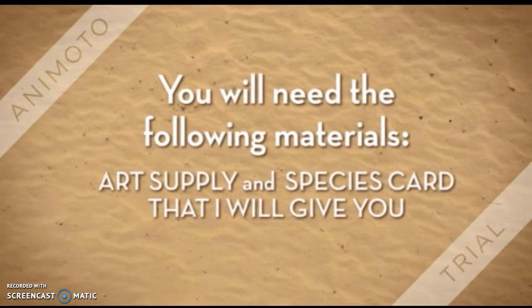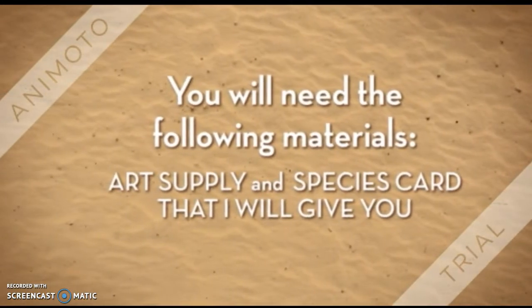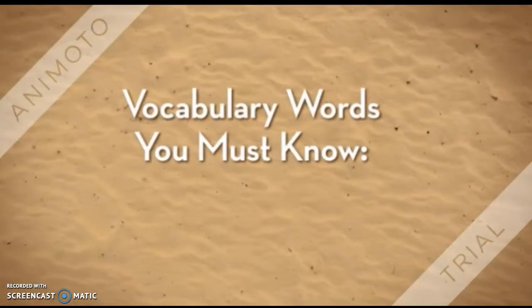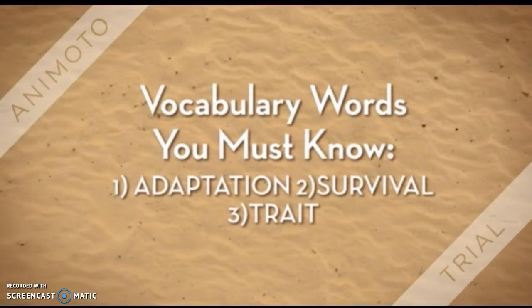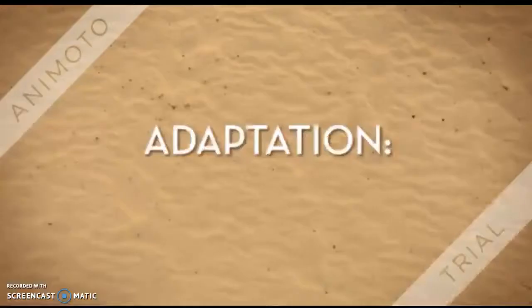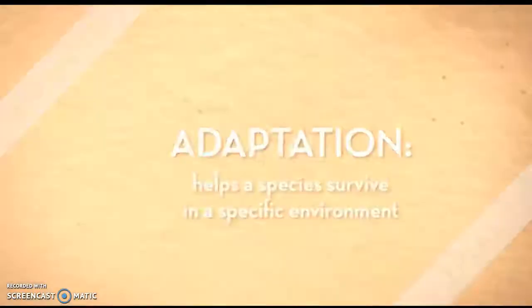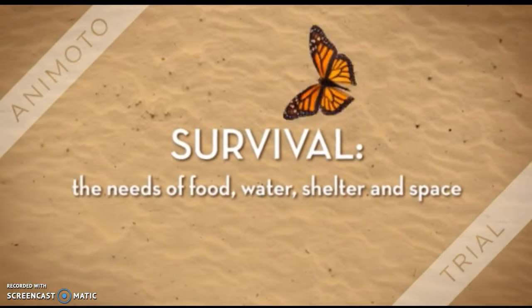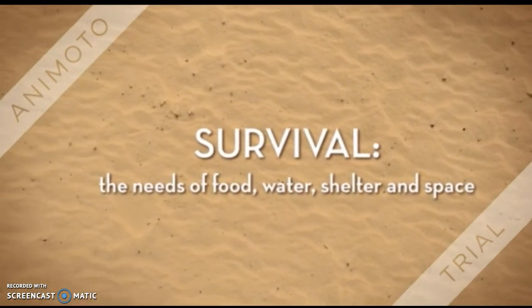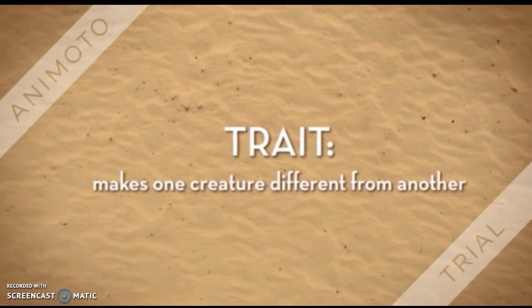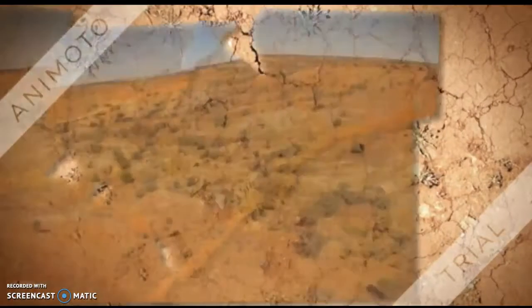You will need the following materials: art supplies, your crayons, your magic markers, and I will give you a species card. You must know the following words: adaptation, survival, and trait. Adaptation helps a species survive in a specific environment. Survival: the needs of food, water, shelter, and space to survive. And traits: these are the qualities that make creatures different from one another.